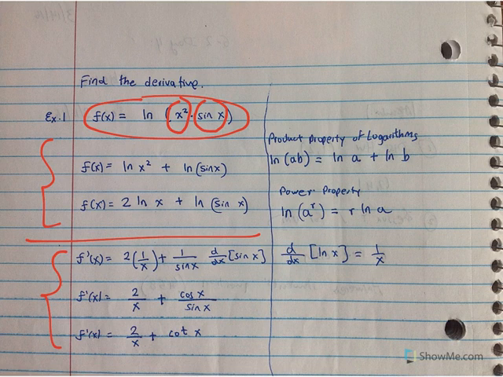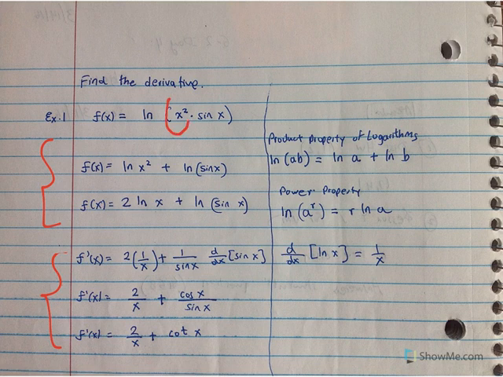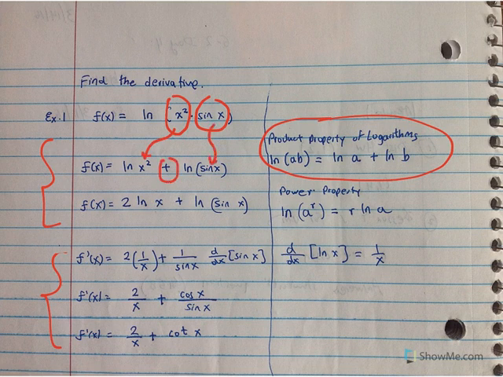So we can begin as follows. First, we see that we have the natural log of a product. So how will we expand this logarithm? By using the product property of logarithms. So we will have the natural log of x squared plus the natural log of sine x. And why is that? Because of the product property of logarithms. So in my problem, x squared is like A, and sine x is like B. So the natural log of the product AB is equal to the natural log of A plus the natural log of B. So I have the natural log of x squared plus the natural log of sine x.